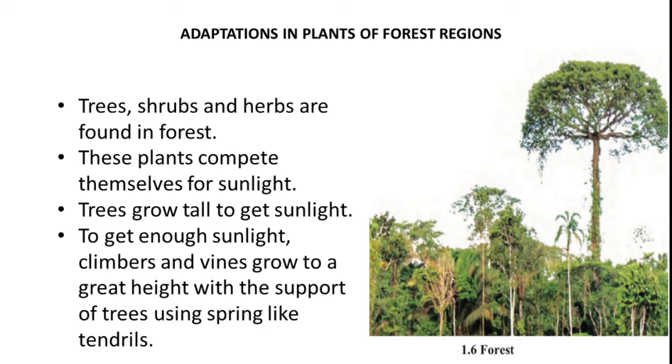The next, adaptation of plants in forest regions. Trees, shrubs and herbs are found in forests. These plants compete with each other for sunlight. You know that plants need sunlight to perform photosynthesis. Trees grow tall to get sunlight. You can see here the tree is growing tall to get sunlight. What about the small plants, climbers and vines? To get enough sunlight, climbers and vines grow to a great height with the support of trees using spring-like tendrils. You can see climbers and vines here.